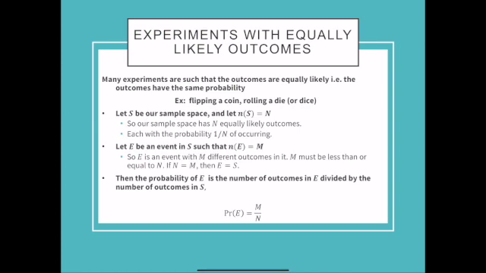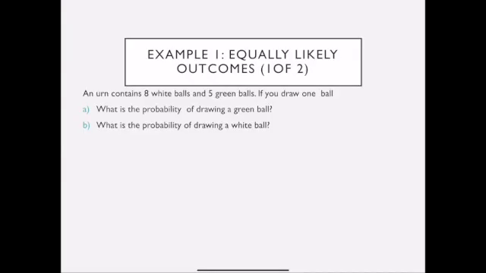Here's explaining that a little bit in more detail. So let's say we have an urn containing 8 white balls and 5 green balls. What's the probability, if you draw one ball, that it's a green ball? So how big is my sample space?